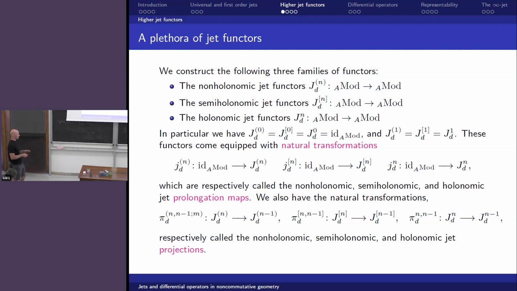This is somewhat hidden in their paper, but there are reasons even classically why you would need to consider semiholonomic jets. Those are both pretty easy to construct. Holonomic jets take a bit more work to construct, and we build them up inductively. All of these have natural transformations, which play the role of prolongation, and projections, which are also natural transformations. I'll try to just talk about these holonomic jet functors.